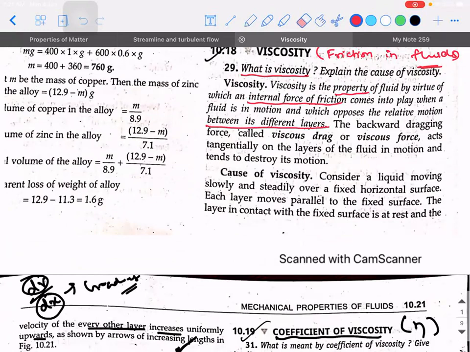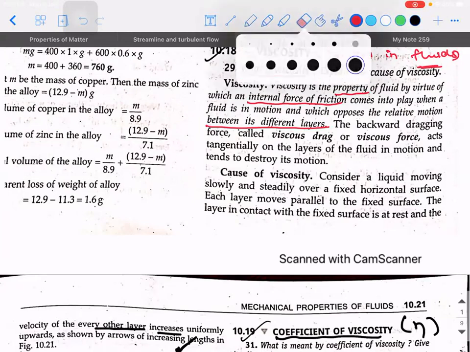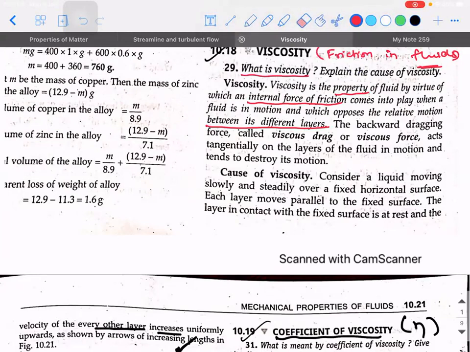Similar is the case with respect to friction as well. In friction also we said that friction will try to resist what? It will not try to resist the motion, rather it will try to resist the relative motion between the surfaces. Then the backward dragging force that is acting tangential to the layers of the fluid is called viscous drag or viscous force. And what will it try to do? It will tend to destroy its motion.